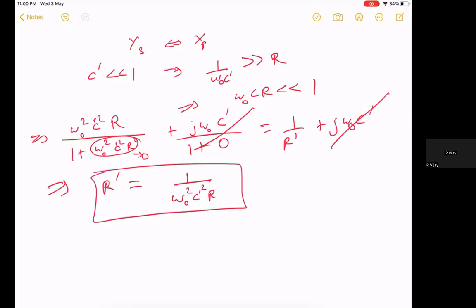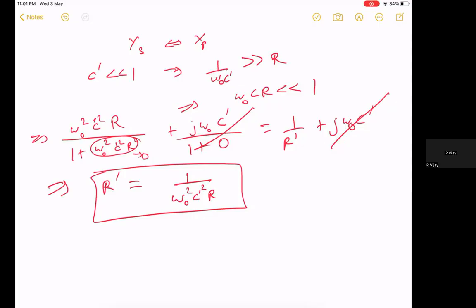So you now have a nice expression for this new effective parallel resistor R prime, which is proportional to 1 over R. So that's somewhat unexpected, that it's inversely proportional to the original R, which was actually causing the dissipation, right? So if the original R was smaller, this would be even bigger. So it's kind of unexpected. And then it goes as 1 over omega naught C prime square. So remember, omega naught C prime is the imaginary impedance of the series capacitor.